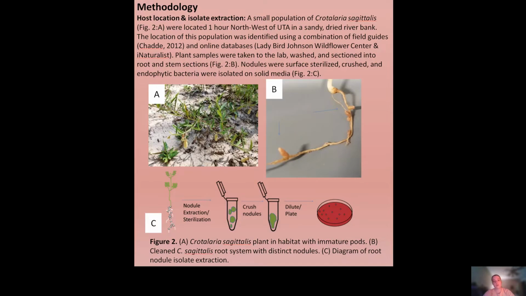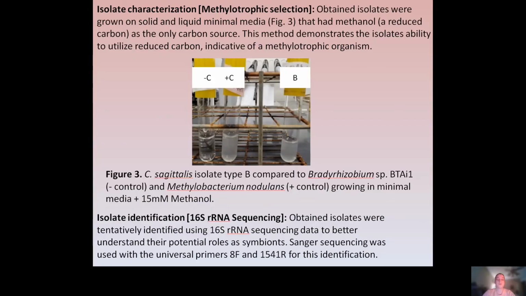To identify and locate these organisms, a Crotalaria sagittalis population was found about an hour northwest of here, and the plants were identified as the correct Crotalaria sagittalis species. Nodules were observed, and the plants were taken back to the lab where the root systems were cleaned off, root nodules were removed, surface sterilized, suspended in a liquid media, crushed, and then spread out onto a solid media for the isolation and characterization of their bacterial symbionts.